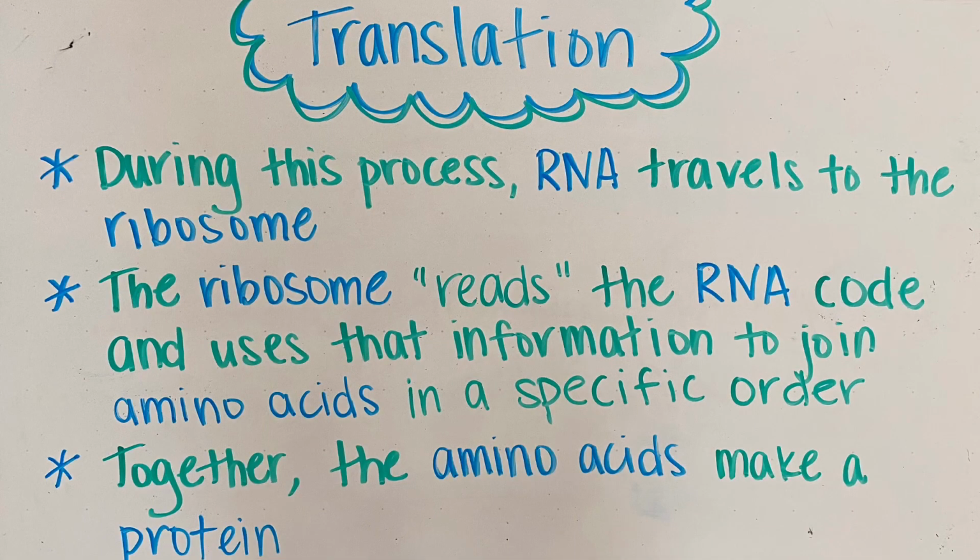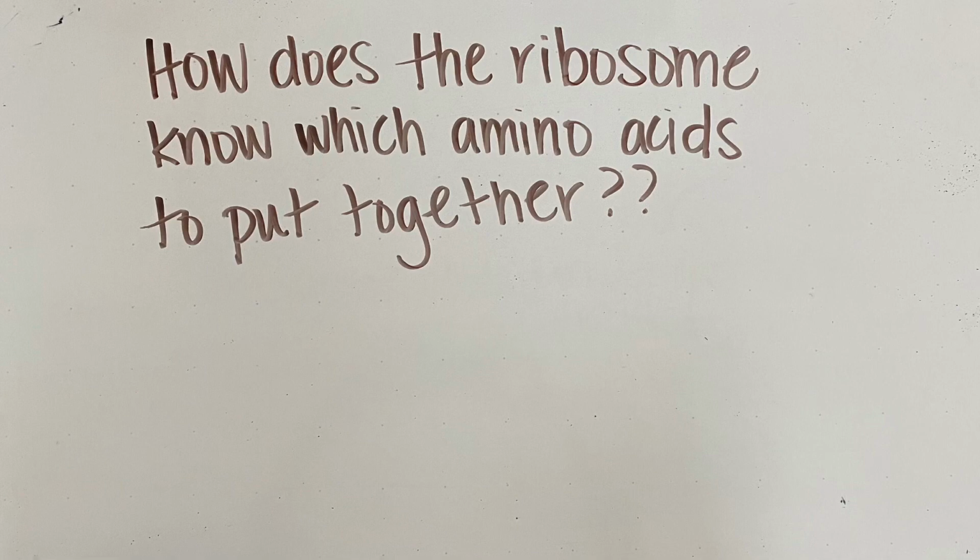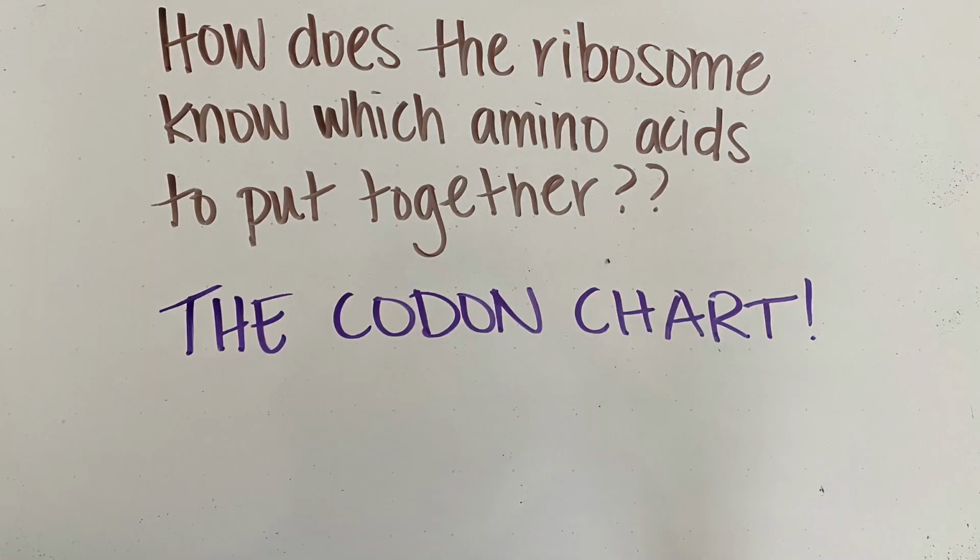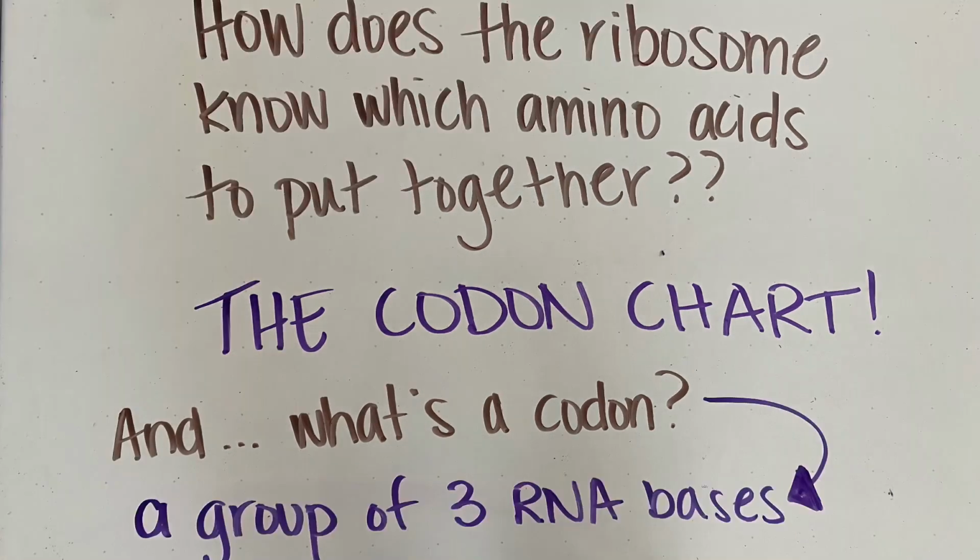Then the ribosome strings all those amino acids together into a protein. The thing is, we have to figure out how exactly the ribosome knows which amino acids to put together. This is figured out by something called the codon chart. Now, we might not know what a codon is. A codon is a group of 3 RNA bases that's used to code for one single amino acid.